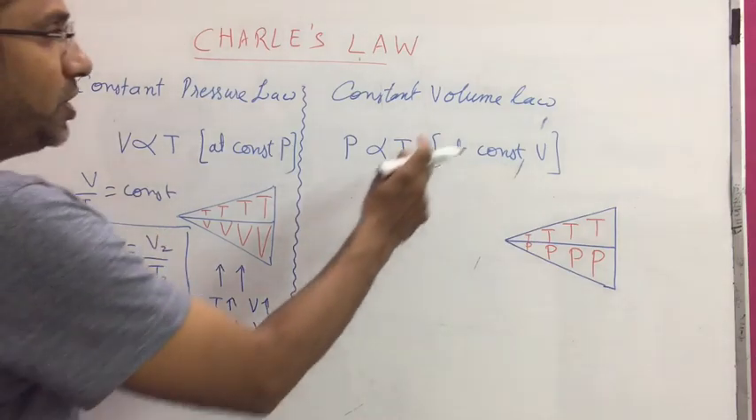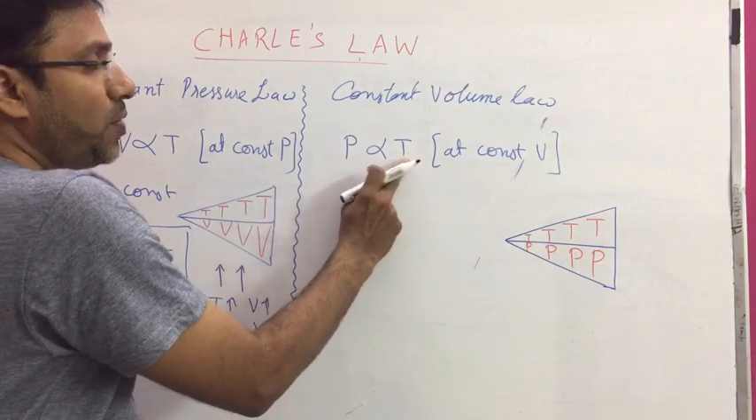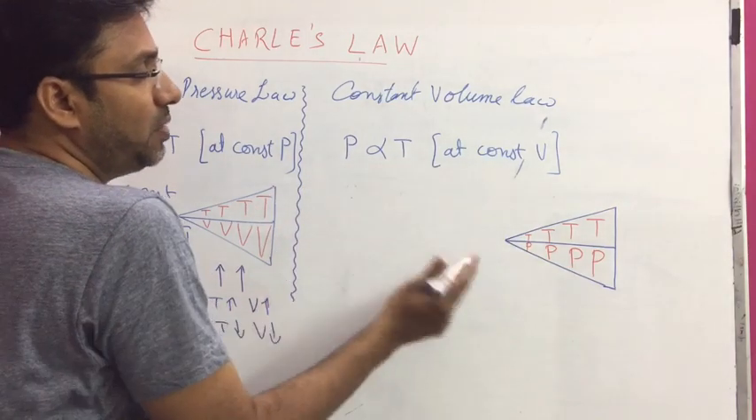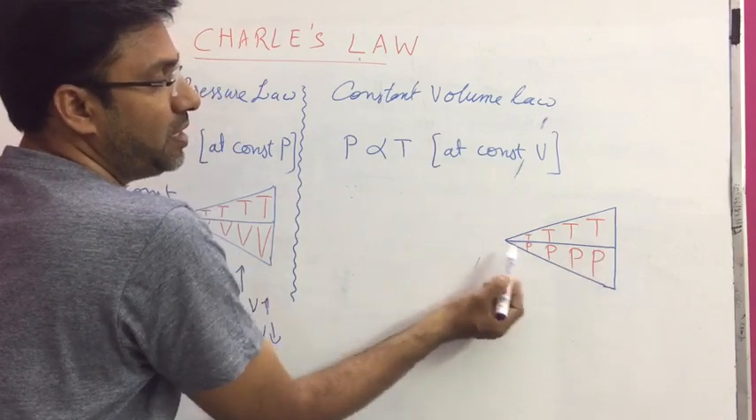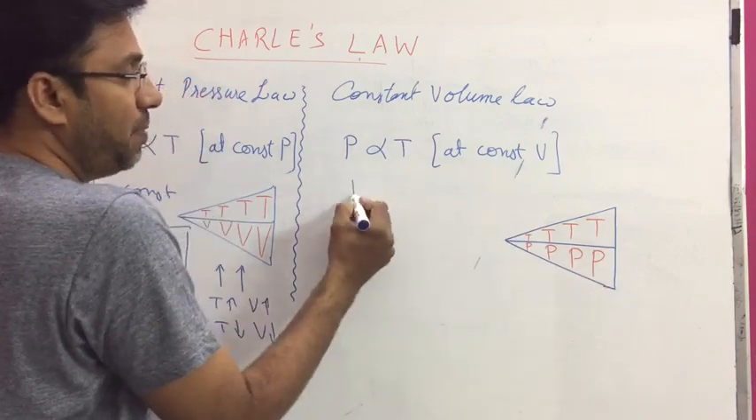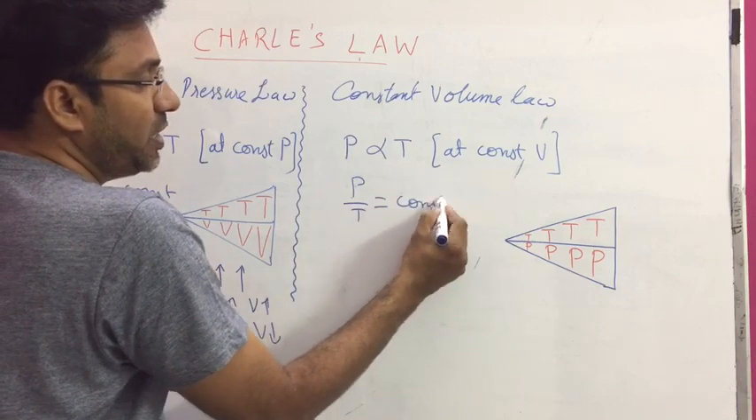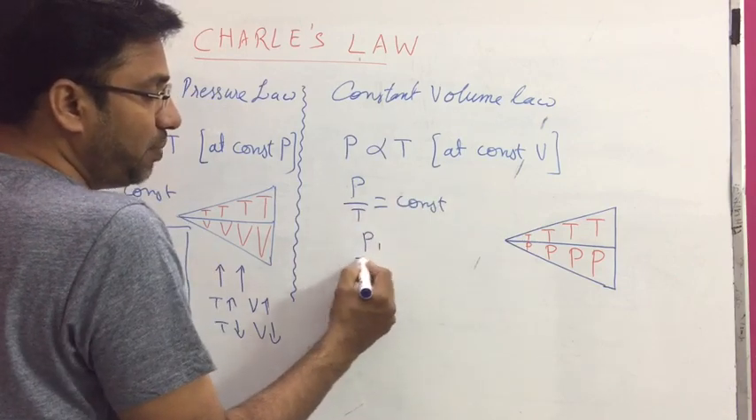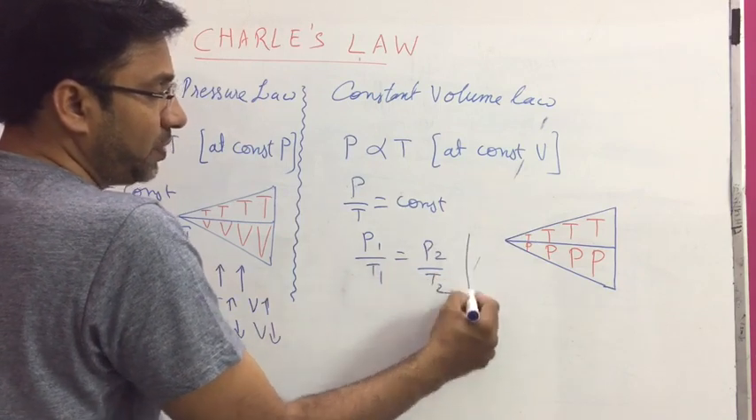Now let us see the constant volume law. In the constant volume law, pressure of a gas is directly proportional to absolute temperature. That means if temperature increases, pressure increases. If temperature decreases, pressure decreases. Mathematically we can write P by T is equal to constant, and for solving problems P1 by T1 is equal to P2 by T2.